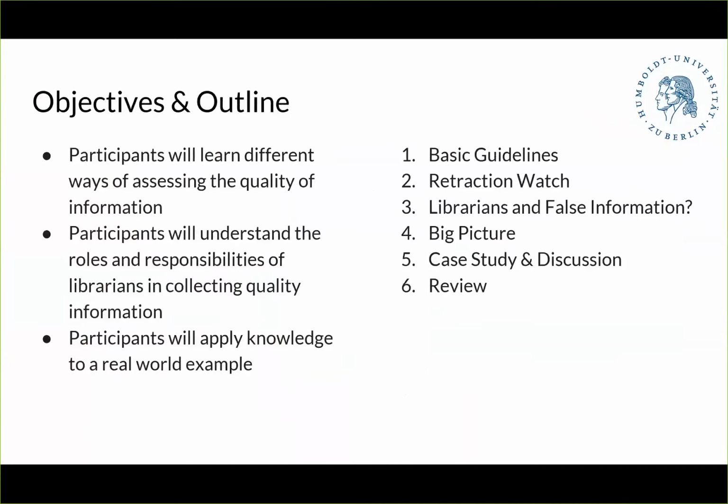We've got a number of goals here, and we want you to learn different ways of assessing the quality of information. We're probably going to use mostly digital sources in talking about this. It's important also to understand the role and responsibility that librarians have in collecting quality information. In many ways, it seems obvious. Of course, we collect good things, but there are often choices in good things. The choices become complicated when we stop to think, is this information entirely reliable?